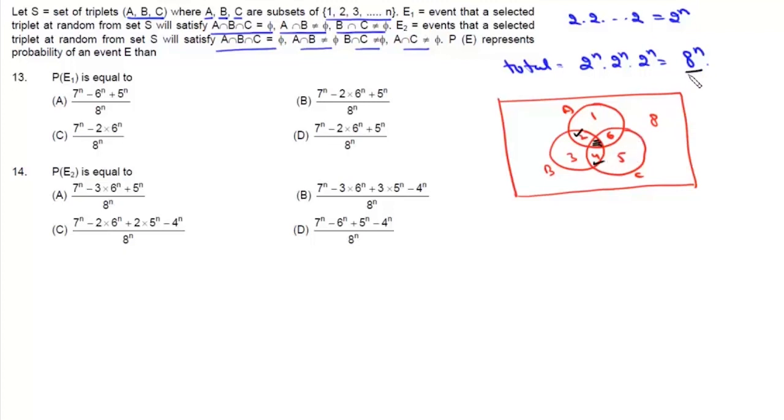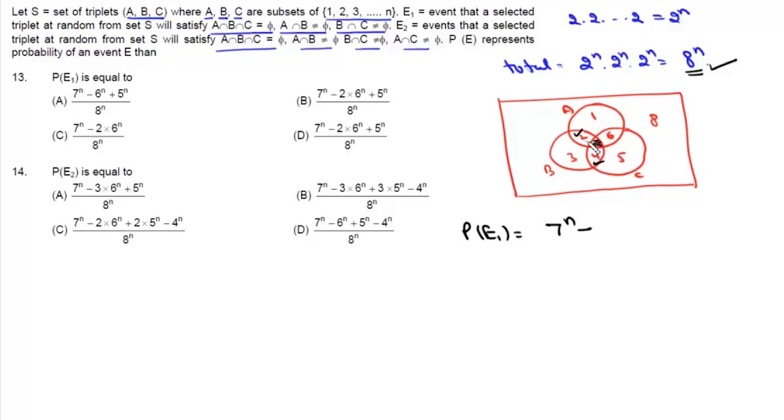Another way to look at this 8 to the power n is, for every element there are 8 choices. It can be placed in either of these 8 regions. So the total number of choices we have for all the elements is 8 to the power n. Now for E1, we cannot put any element here, so for each element we have 7 choices. So the total number of choices will be 7 into 7 into 7, n times, and then minus all those cases in which at least one is missing from 2 or 4.